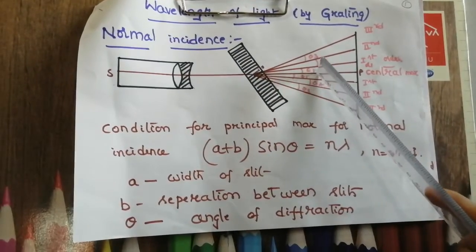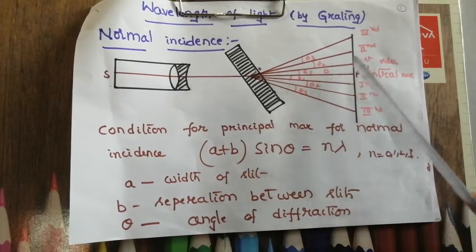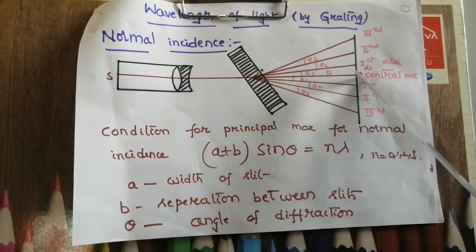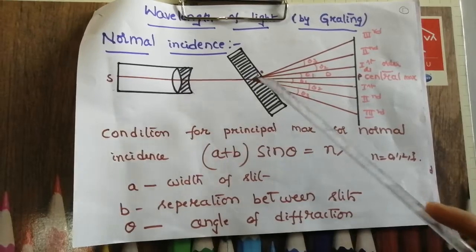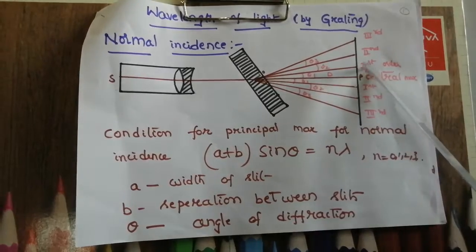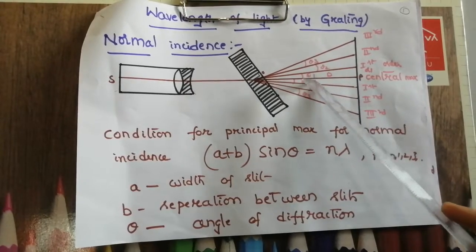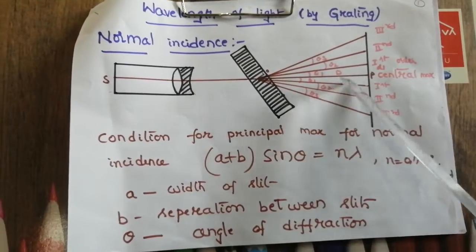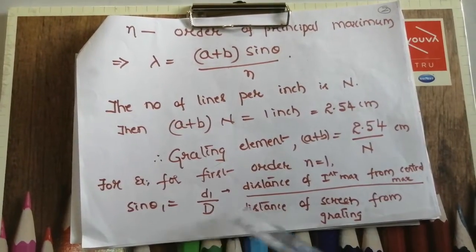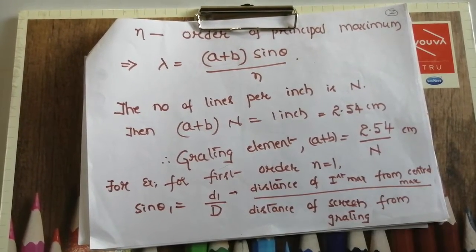Here, for first order, sin theta 1, where theta 1 is the diffraction angle, equals opposite side by hypotenuse. Capital D is the separation distance of the screen from the grating. As D is very large, we can take it as the hypotenuse, and small d1 is the distance of the first principal maximum from the central maximum. So sin theta 1 = d1 / D, that is, the distance of the first maximum from the central maximum divided by the distance of the screen from the grating.